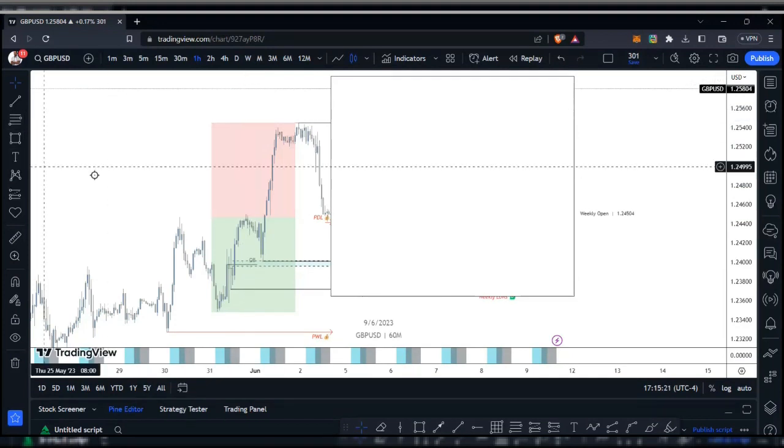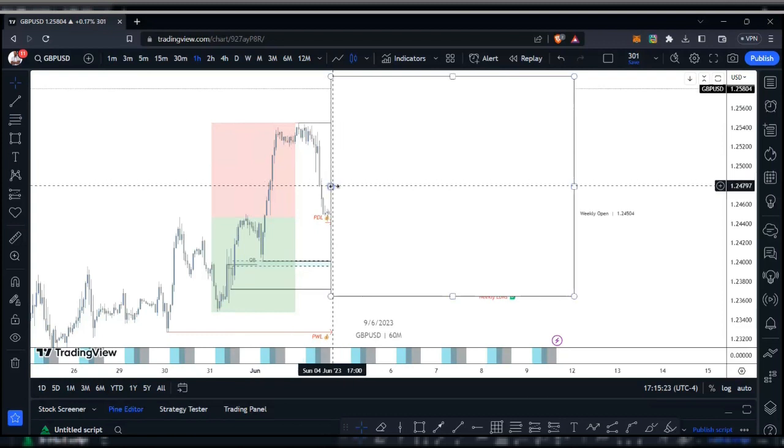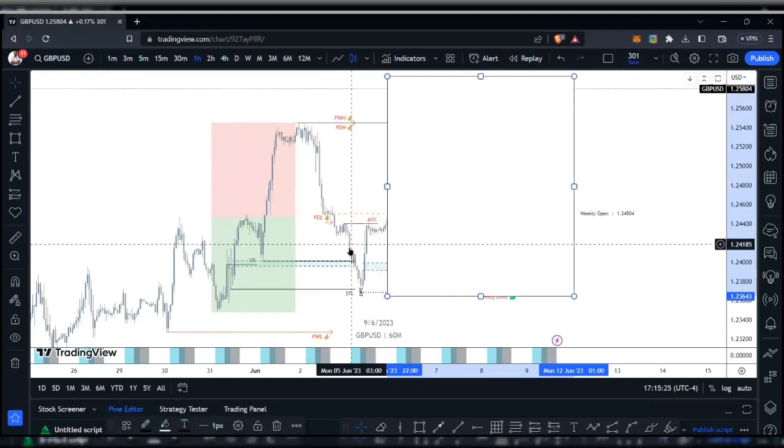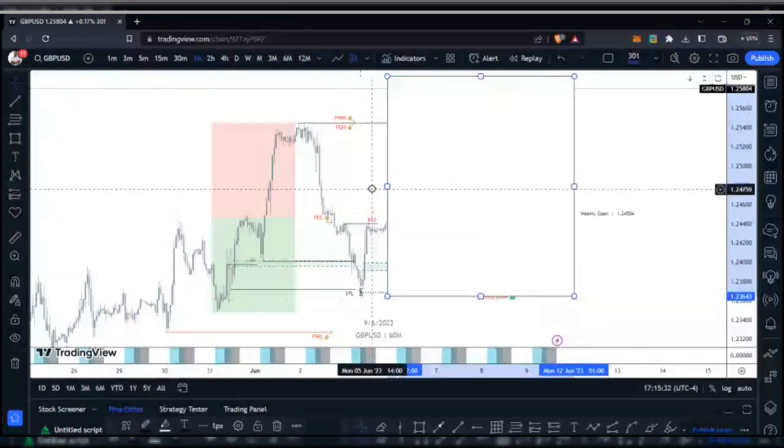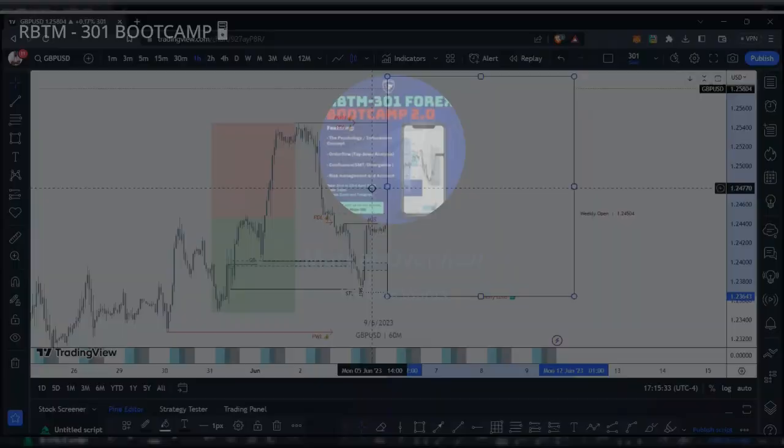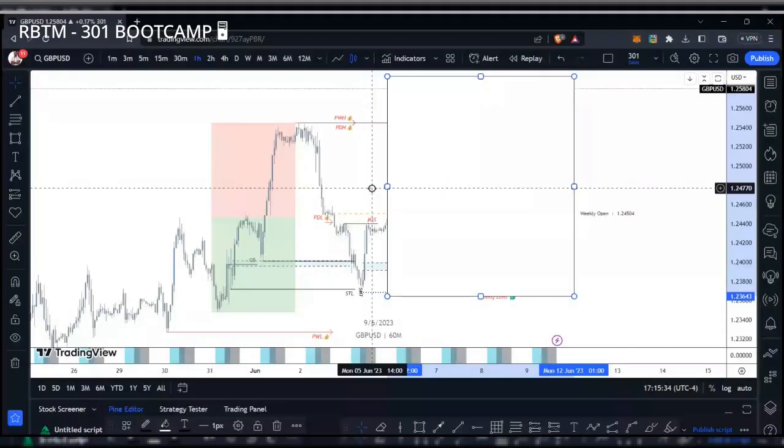So we push this a little bit to the right hand side. We can see how price came down, served that short-term low that we identified, and I identified this as well during the overview I did.